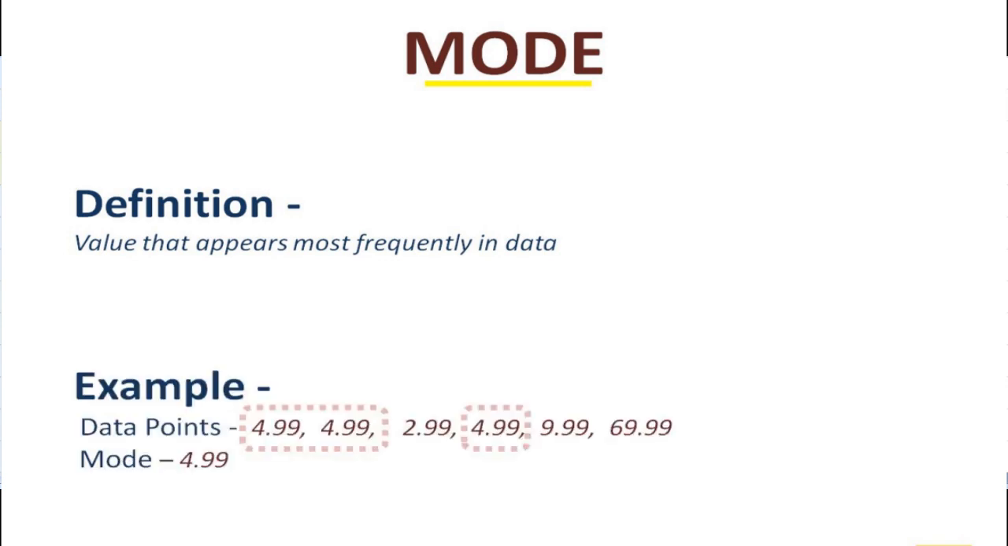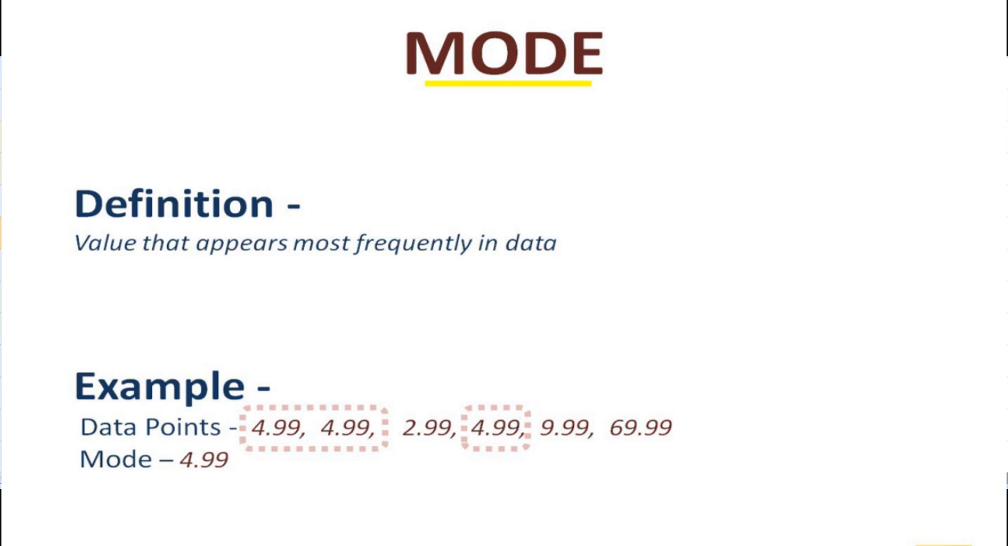So now let's consider this with an example. Here I have five values. So here you can observe the number which is repeating the most in this series is 4.99. So the mode in this case will be 4.99.